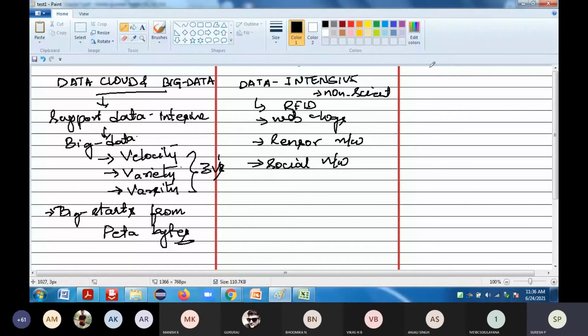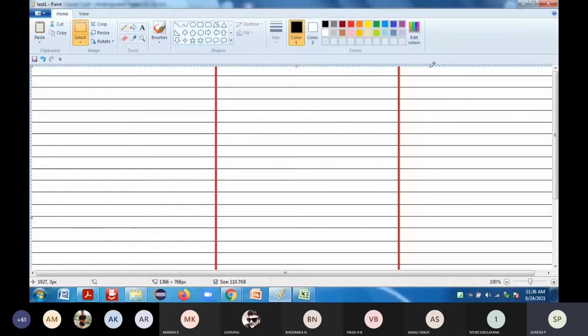Next, after data clouds and big data, we have to discuss the technologies which will be helpful for data intensive computing. Can you tell what are the technologies required for your data intensive computing? When you're doing the computing, what is required?